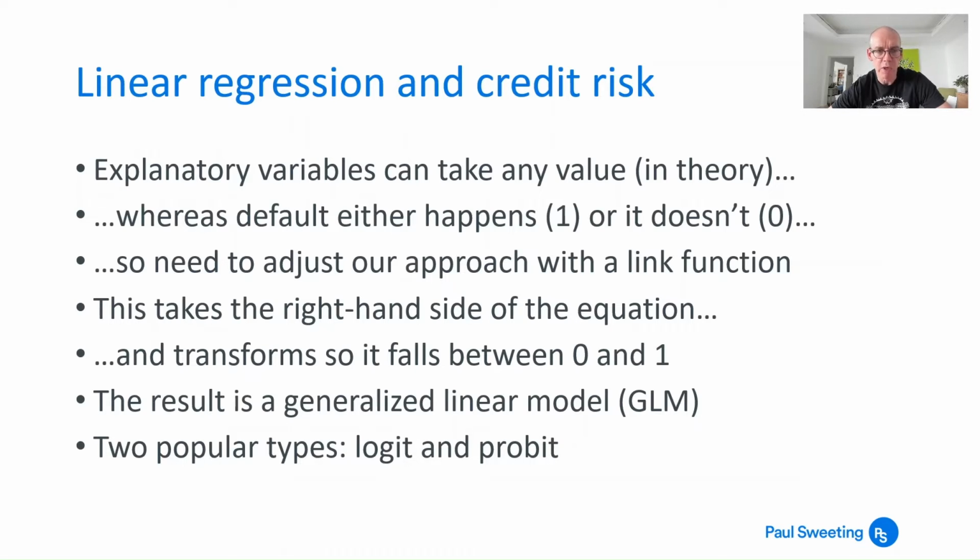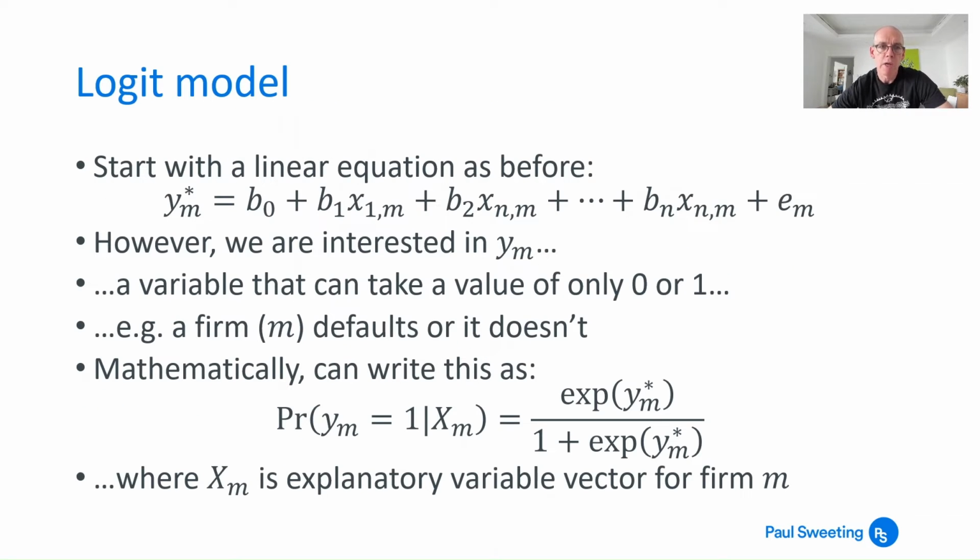Now, for credit modelling, there's a couple of popular types, which are the Logit and the probit model. For the Logit model, you start with the same linear equation as before, but instead of having your dependent variable as ym, it becomes ym star. So ym star is equal to beta naught plus beta 1 x1m, and so on and so forth, plus the error term. But of course we are interested in ym, which can take a value of only 0 or 1, because a firm either defaults or it doesn't.